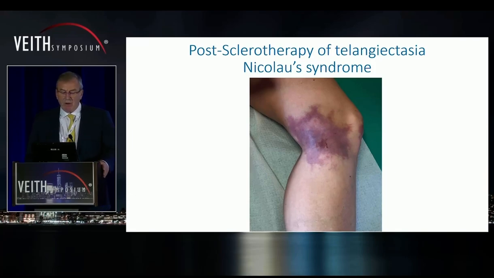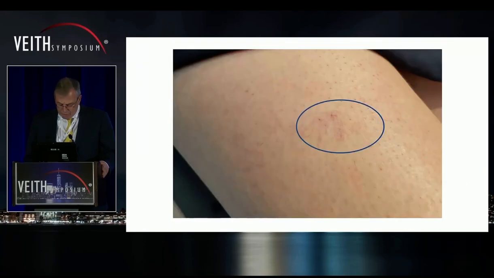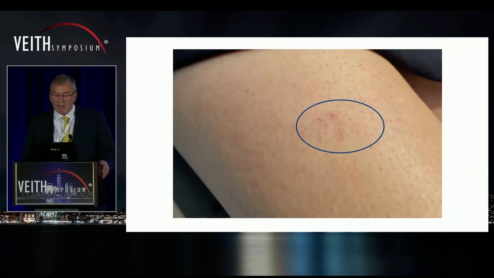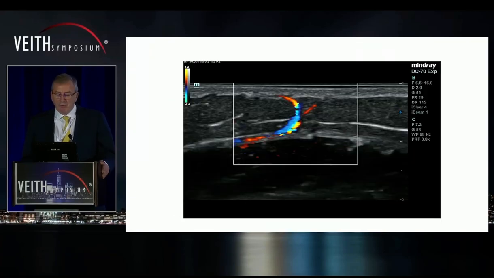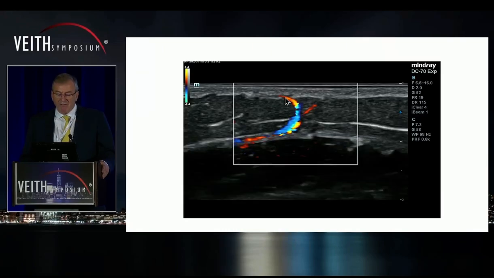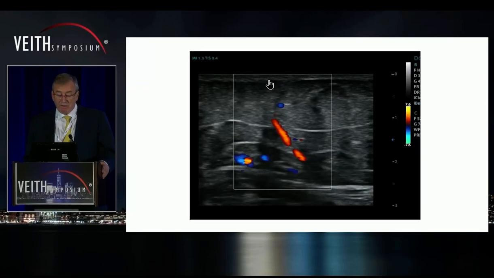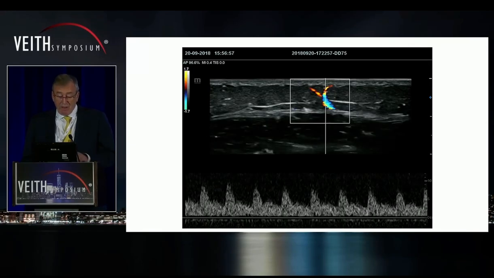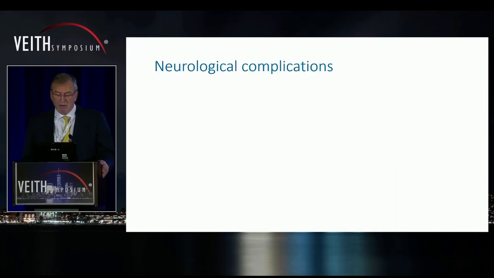Post-sclerotherapy of telangiectasia, Nicolau syndrome. This young lady, 25 years old, comes to your office for unsightly spider veins. You look at it and it is very small. But if you put a probe, you will be surprised to see this: an artery, very short and very close to the skin. You will be amazed. So be careful, even for spider veins, with very energetic flow into this artery.